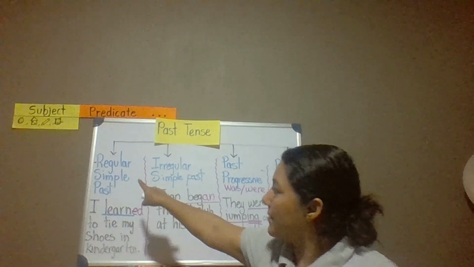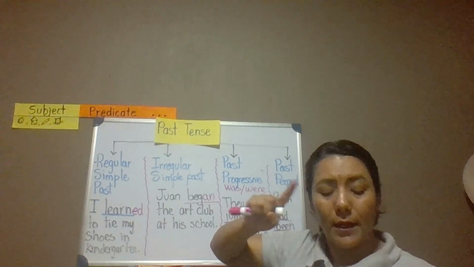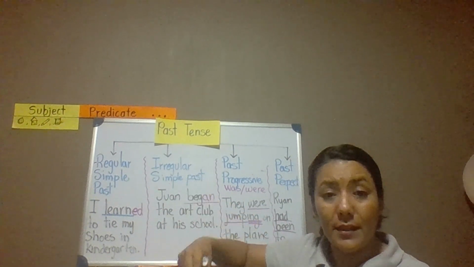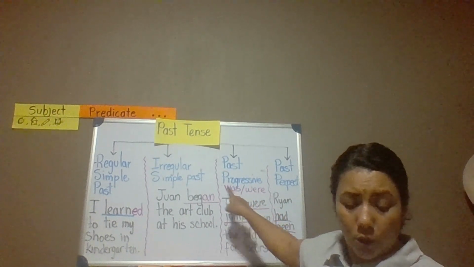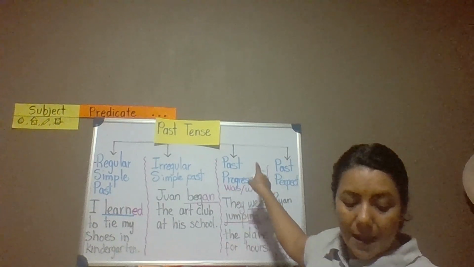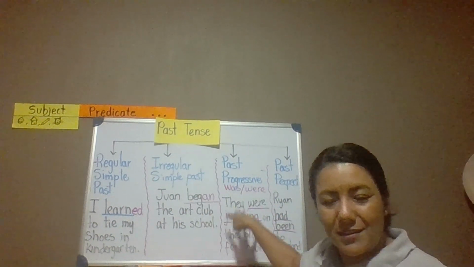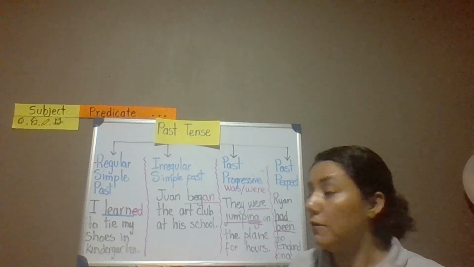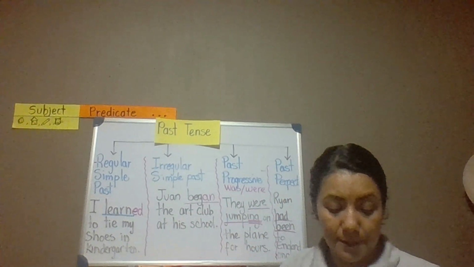Regular simple past. The next one in the book says irregular simple past, which is this one. The next one in the book is past progressive, like here. And the last one is past perfect. Just like we did practice here, same thing in the book. Now, they also give you examples, which are the ones we already analyzed.